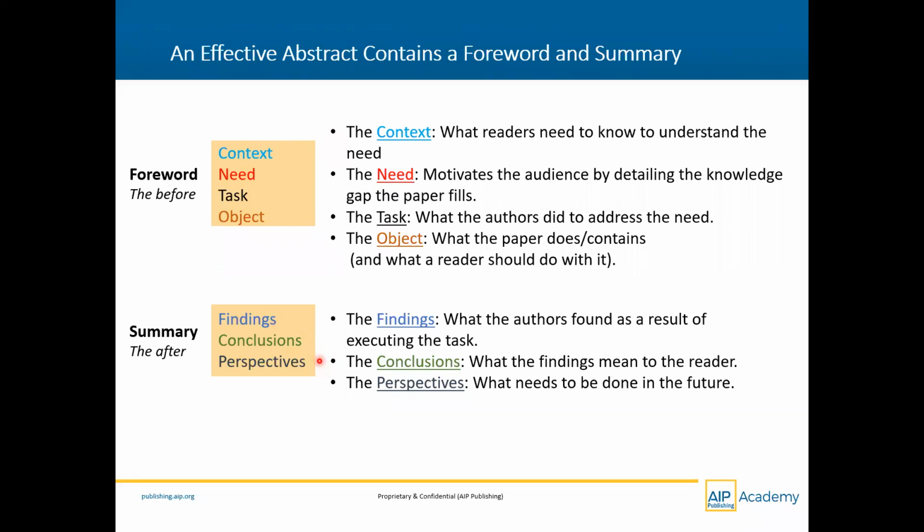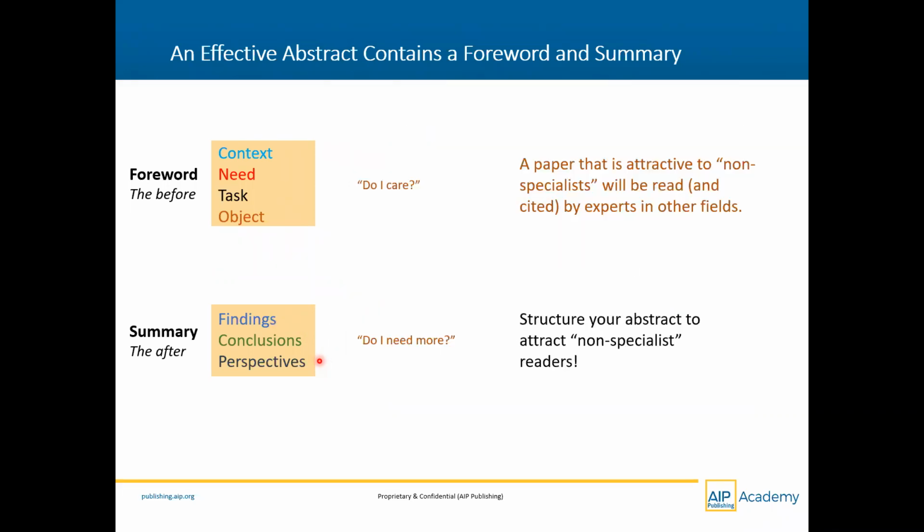We can look at this even more simplistically and think of the forward as the "do I care" and the summary as the "do I need more." The forward, or the do I care, is important because it can be attractive to non-specialists that will read, and also allows for experts in other fields to potentially cite your paper. A summary, or the do I need more, is a way for you to structure your abstract to attract those non-specialist readers.